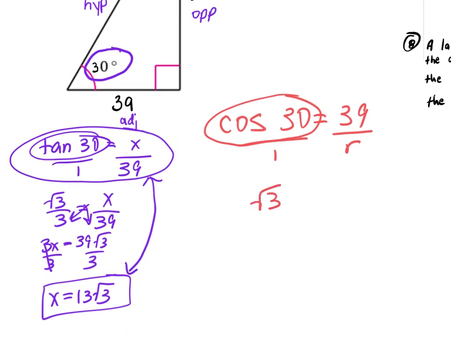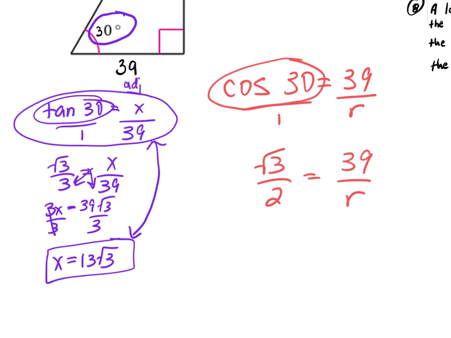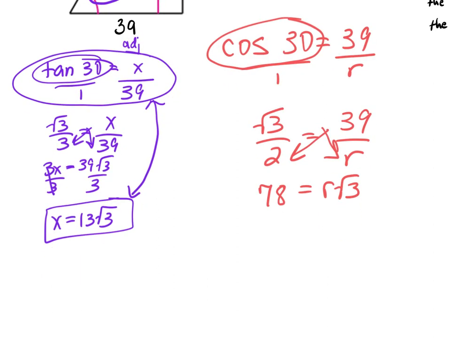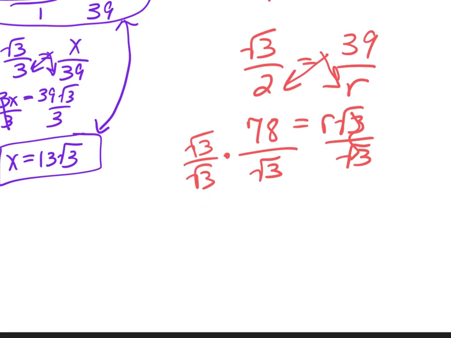So I'm going to say root 3 over 2 equals 39 over r. Cross multiply. What's 39 times 2? 78 equals r times the square root of 3. Divide both sides by the square root of 3. And I have to rationalize. So I get r equals 78 root 3 over 3. Is that completely simplified?